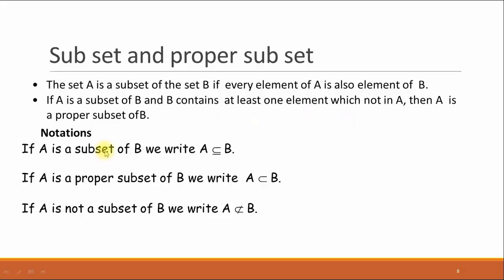If A is a subset of B, we write A ⊆ B. If A is a proper subset of B, we write A ⊂ B. This symbol is used for a subset and this symbol is used for a proper subset. If A is not a subset of B, we write A ⊄ B.